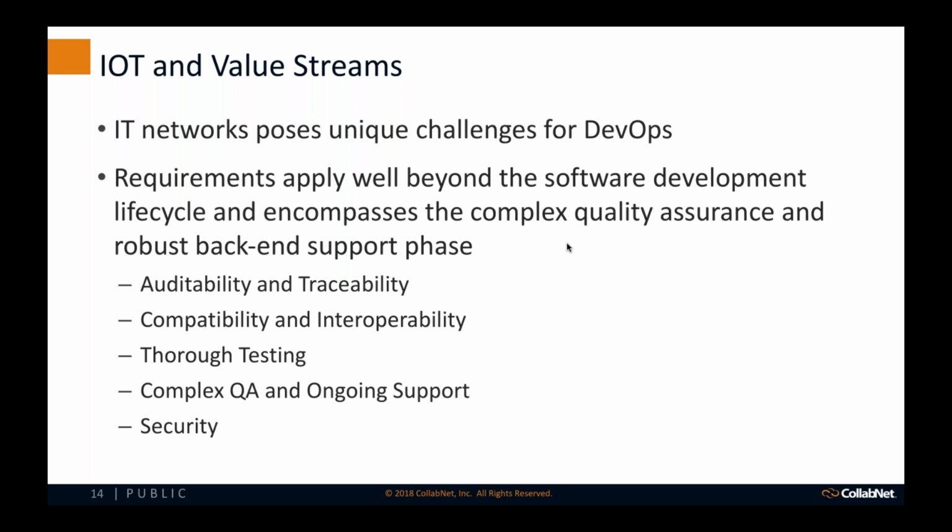It wasn't like your traditional type of software development, but I could see how the value stream concepts that were talked about could be utilized in this case, right? Because, as we know, highly distributed IT networks alone pose challenges, and requirements apply well beyond your traditional SDLC. It encompasses the complex quality assurance and really having that back-end support phase around it.